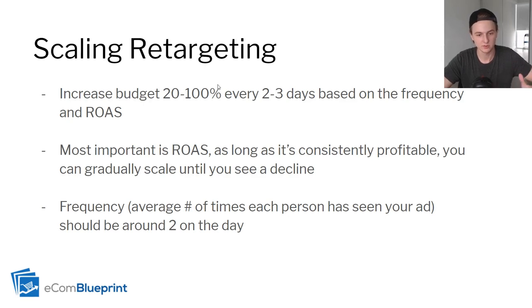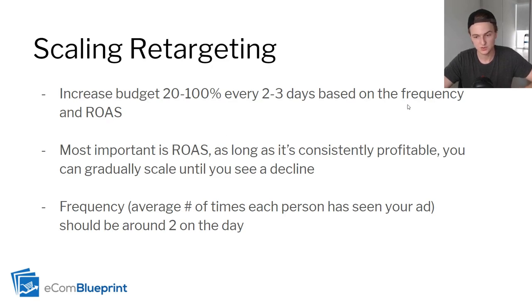If it's doing really, really well, then you can just double the budget, 100% increase. If it's doing well, and you think you could spend a little bit more, just increase 20%. Just keep increasing the budget every 2-3 days, as long as the ROAS holds up, right? Once you start seeing a decline in ROAS, then you should stop trying to increase it.